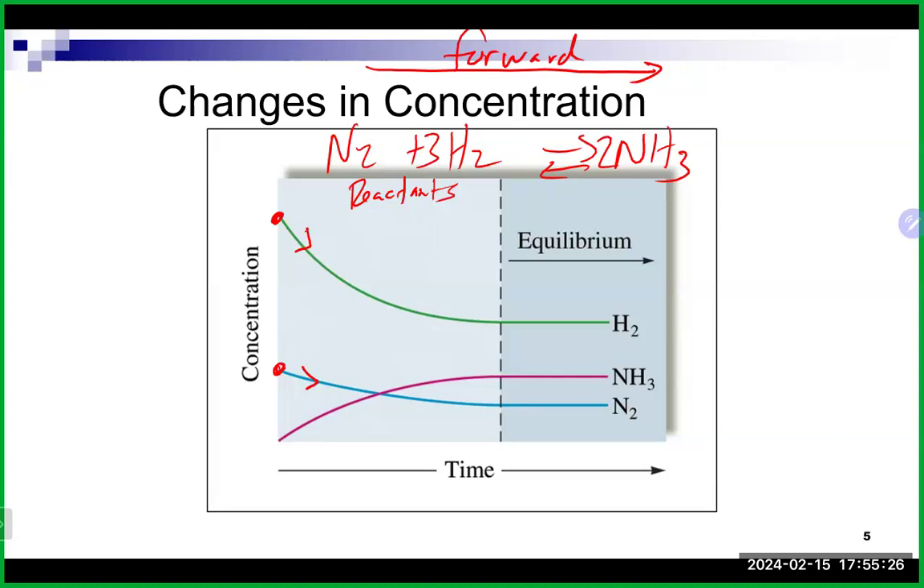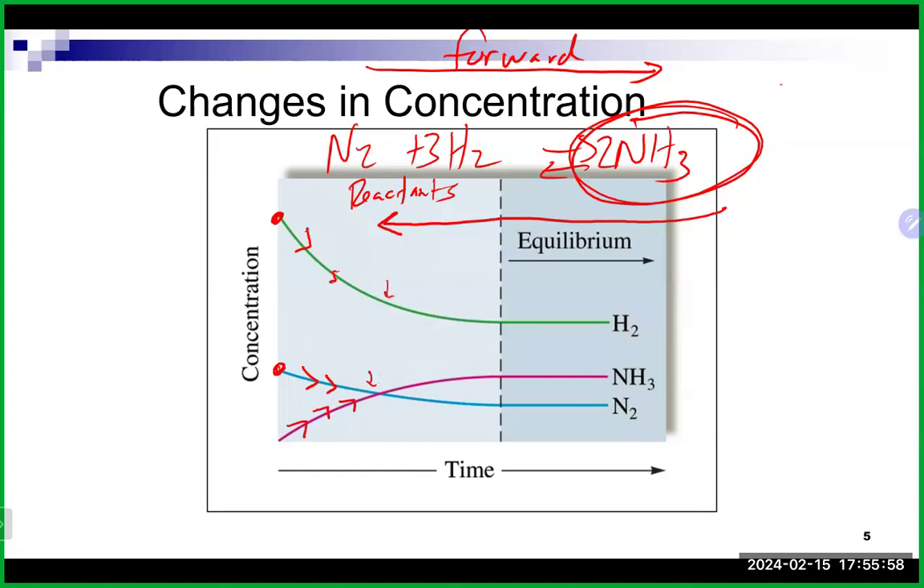And what we start to see on our product side is, okay, we're going to start making some products. And we continue to see a rise in our products and a decrease in our reactants as time goes on. But at some point, we are going to build up enough of these products that they are going to start to combine and head back in the reverse direction. And as you can see here, the drop off of our reactants gets a little less steep, and even our product formation gets a little less steep in terms of how it's being made.